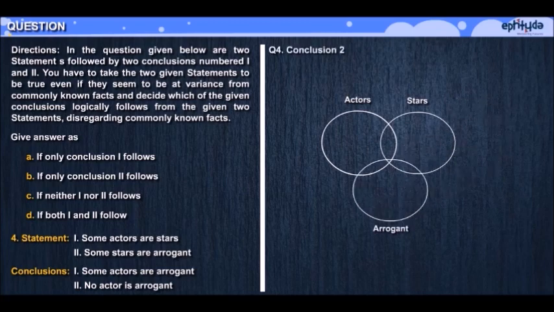On conclusion 2, step 1, counter of conclusion no actor is arrogant is some actor is arrogant. Step 2, use premise 1, some actors are stars, to draw a simple diagram. Step 3, use premise 2, some stars are arrogant, on step 2 to prove the counter some actor is arrogant. Since we can prove the counter of this conclusion also, even this conclusion is invalid. Our answer is therefore D.